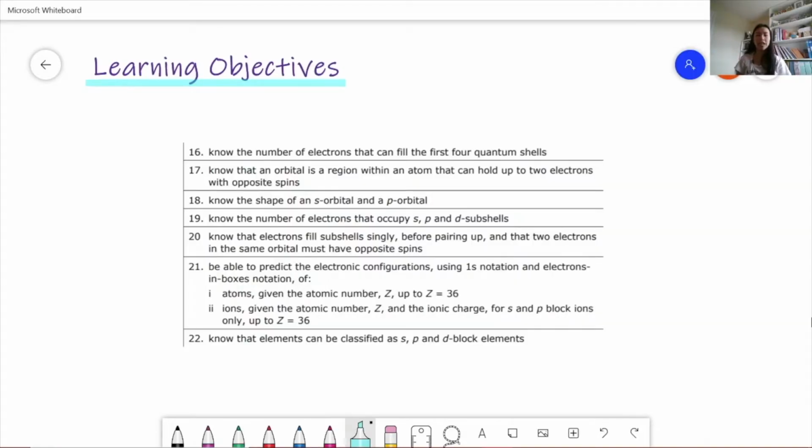Here are today's learning objectives. The first is to know the number of electrons that can fill the first 4 quantum shells, and then to know that an orbital is a region within an atom that can hold up to 2 electrons with opposite spins, and then to know the shape of an s orbital and a p orbital.